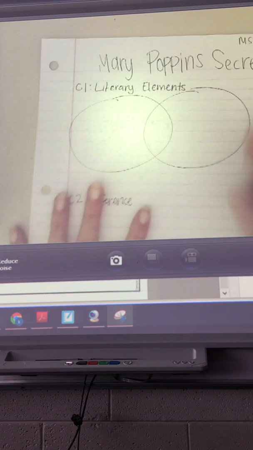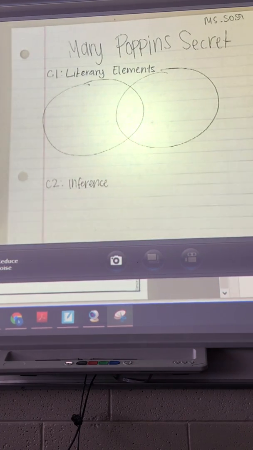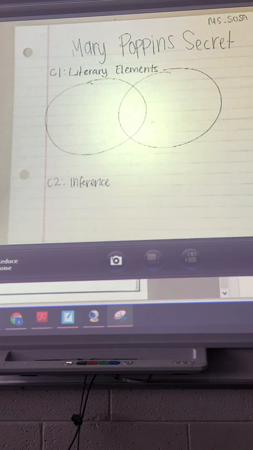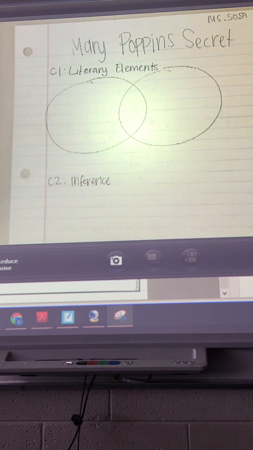Okay, so the first question on our ladder is C1. So I wrote C1, literary elements, just like we always do. This question says, using a Venn diagram, I drew mine already, compare and contrast the characters of Mary Poppins and the narrator of the story. So first of all, we need to know who's the narrator. The narrator was not Mary Poppins in this case, okay? The narrator was the fairy, right?